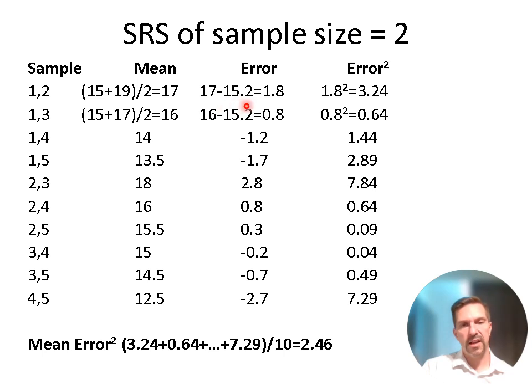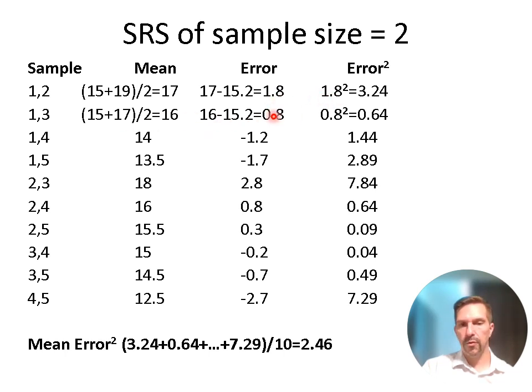You can see that 2 slides back. And that gives you an error of 1.8. And we're going to do like we did with sample size 1. We're going to square those errors just to make sure that they don't cancel each other out when we add them up. Okay, so this is just the square of that error over here, so 1.8 squared.